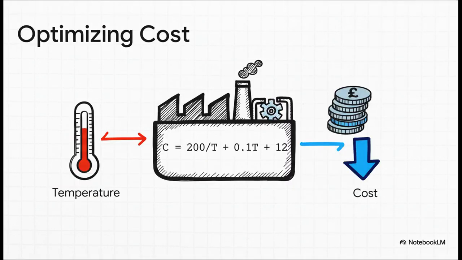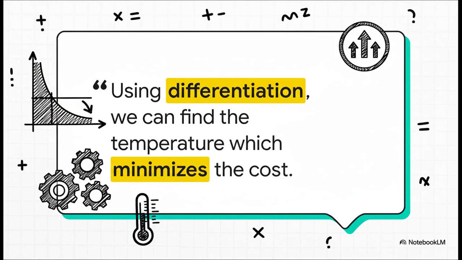Let's make this real. Here's a scenario from our source material. Imagine a chemical process where the cost, we'll call it C, depends on the temperature, T, and it all follows that function you see there. The goal is pretty simple. We want to find the temperature that makes this whole thing as cheap as possible. So instead of just guessing and checking different temperatures, we can be way more clever. We just find the derivative of that cost function, we set that new derivative to equal 0, and then we solve it. That will literally pinpoint the exact temperature that lands us at the very bottom of that cost curve.